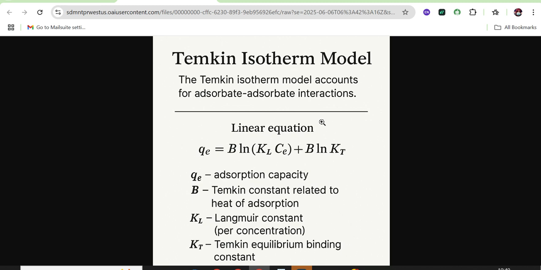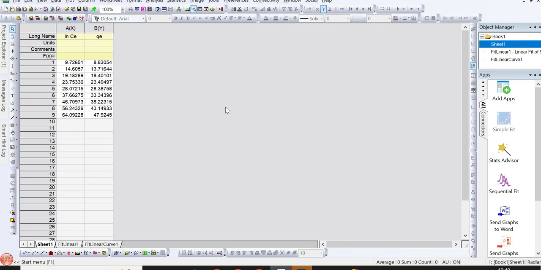For now, based upon this linear equation, we have to plot the graph, based upon the equation of a straight line, y is equal to mx plus c. We have to plot a graph for obtaining the constant values of B and KT for the Temkin isotherm model. So for this, you will take natural log CE and QE values, and then you will plot the graph for the Temkin isotherm model.